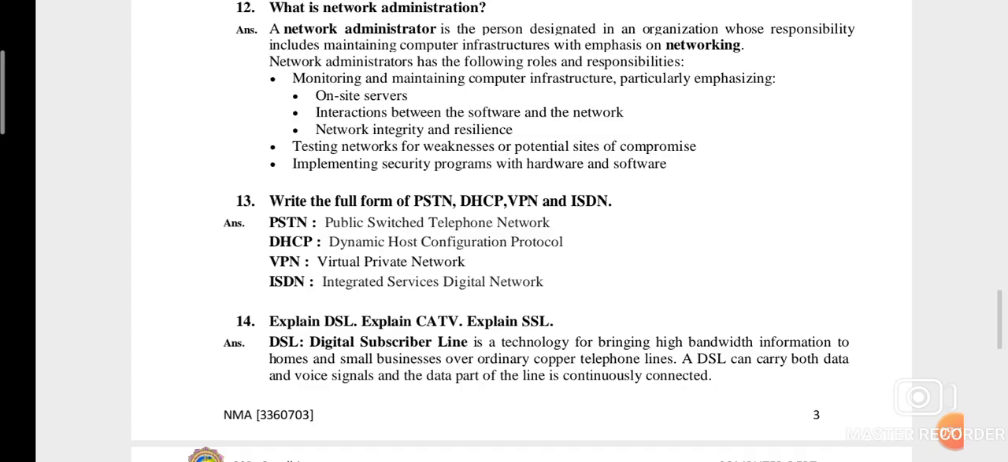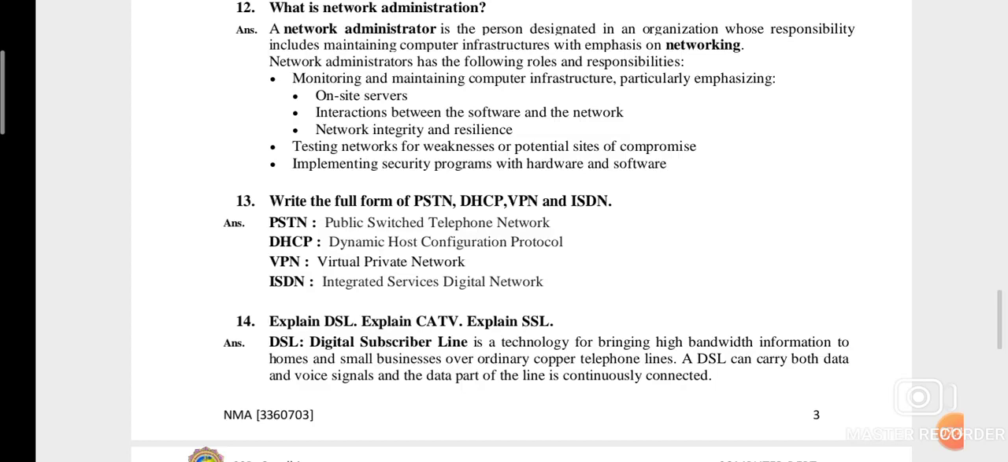Once again, the most important thing about ISDN is integrated services, not integrated service. Dear all students, keep in your mind this concept about ISDN: it is integrated services, not integrated service. So ISDN stands for Integrated Services Digital Network.